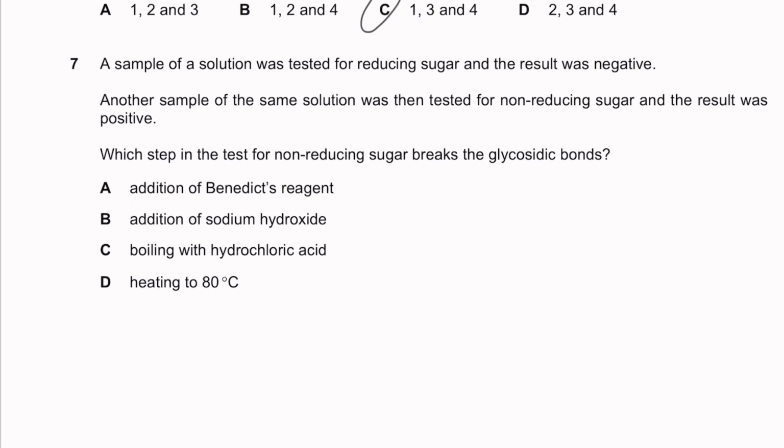Okay. A sample of a solution was tested for reducing sugar, and the result was negative. Another sample of the same solution was then tested for non-reducing sugar, and the result was positive. Which step in the test for non-reducing sugar breaks the glycosidic bond? Okay, so the step here should be the hydrolysis using hydrochloric acid. So let's look at this. Addition of Benedict's reagent does not break the glycosidic bond, otherwise we would have had a positive result from the start. Addition of sodium hydroxide does not break the glycosidic bond. It's only added to neutralize the acid that's been added in order to carry out hydrolysis. We have to neutralize it, otherwise Benedict's reagent is not going to work. Boiling with hydrochloric acid, yes. Heating to 80 degrees Celsius happens in both cases, whether we're adding hydrochloric acid or not. And that's why the answer is C.